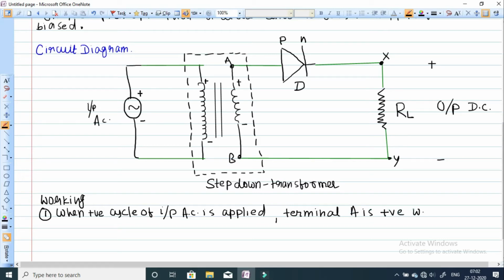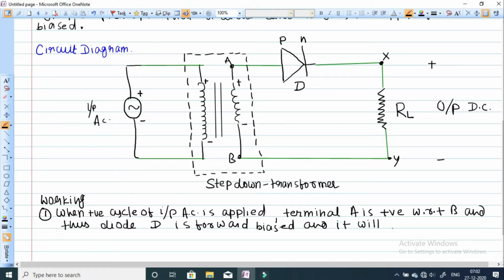Terminal A is positive with respect to B, and thus diode D is forward biased. Why is diode D forward biased? Because its P type is connected with the positive terminal, that is terminal A, and its N type is connected with the negative terminal, that is terminal B. That's why diode D is forward biased, and when it is forward biased it will conduct.